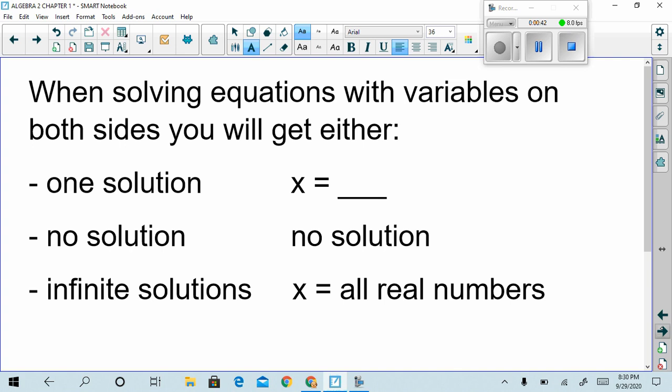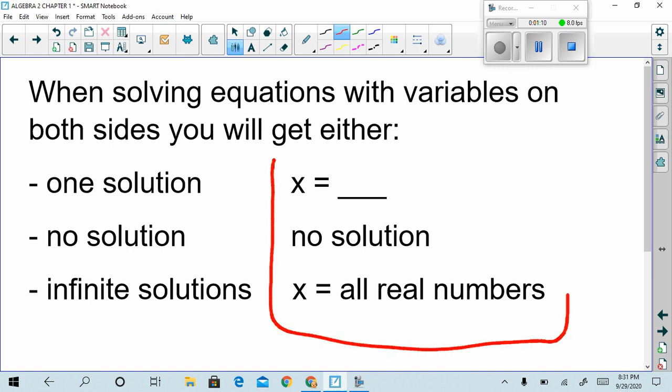As you're solving the multi-step equations with variables on both sides, you're either going to get one solution where you'll write x is equal to that value, or you'll find out that the two sides don't balance, so you'll write no solution. And if you get an equality, you'll get infinite solutions and you'll write x is equal to all real numbers. This part here is what I will be looking for, whereas last time maybe some of you didn't do this and I just relied on your work to represent this.